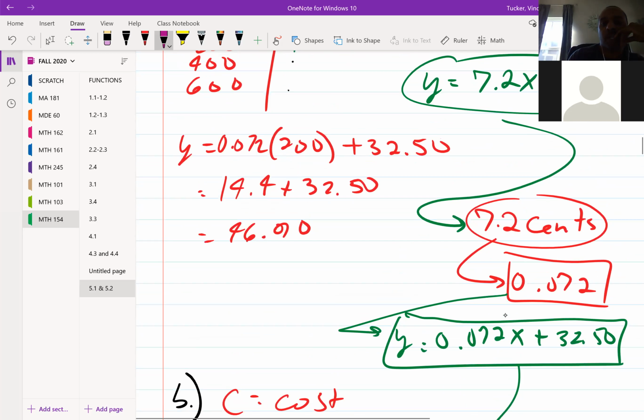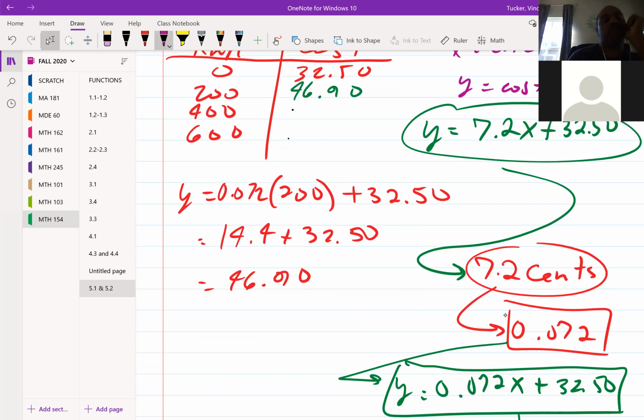All right. So from there, we'll plug in 200. So 0.072 times 200 is 14.4. 14.4 plus 32.50 is going to be 46.90. And so you would do the same thing for 400 and for 600. So you fill in the rest of the chart. All right, questions on that?